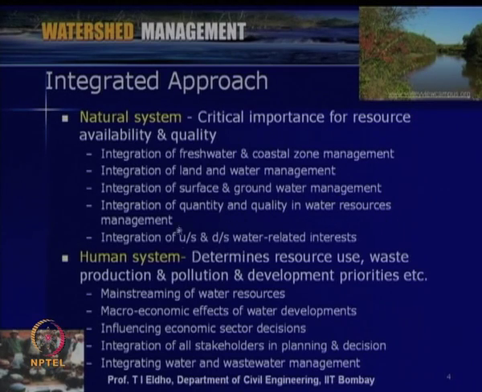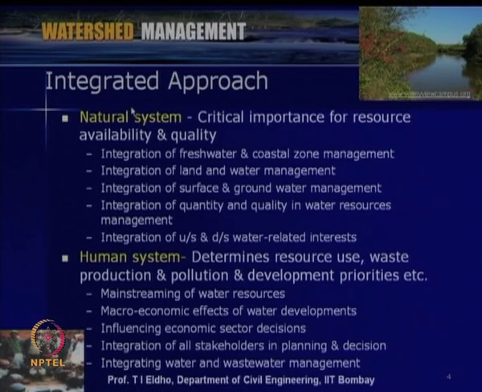As far as natural system is concerned, it is not only the quantity of water available, but we have to see that the available quantity of water has good quality. So, that way we have to integrate the quantity and quality of the water resource system available. Then integration of upstream and downstream water related interests. We have already seen that when we discussed especially the watershed based approach, what is happening at the upstream areas will affect the downstream people also. So, we have to see that there is integration of water related issues with respect to the upstream lands and downstream areas. So, we have to see within the perspective of natural system.